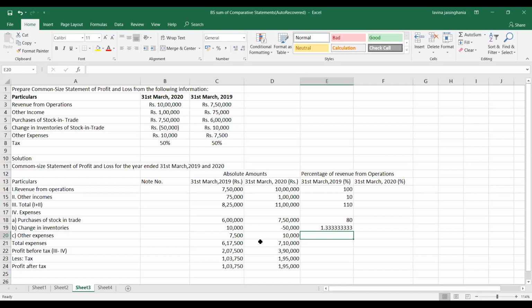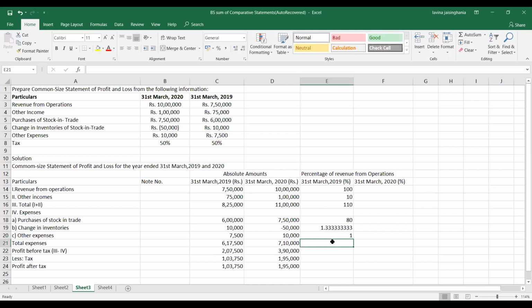Okay, same other expenses. So see here, 2020 is not to be considered. All the data is to be considered of 2019 only. If other expenses is 7,500, so how much percentage of revenue from operation? If 7,50,000 is 100%, 7,500 is how much? 7,500 into 100 divided by 7,50,000, you'll get your answer as 1%.